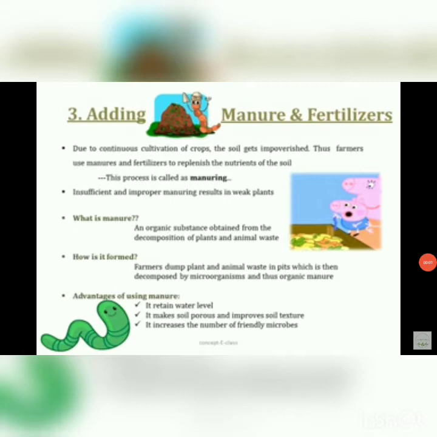Next process is adding manure and fertilizers. Due to continuous cultivation of crops, the soil gets impoverished. Thus, farmers use manure and fertilizers to replenish the nutrients of the soil, and this process is called manuring. Insufficient and improper manuring results in weak plants.